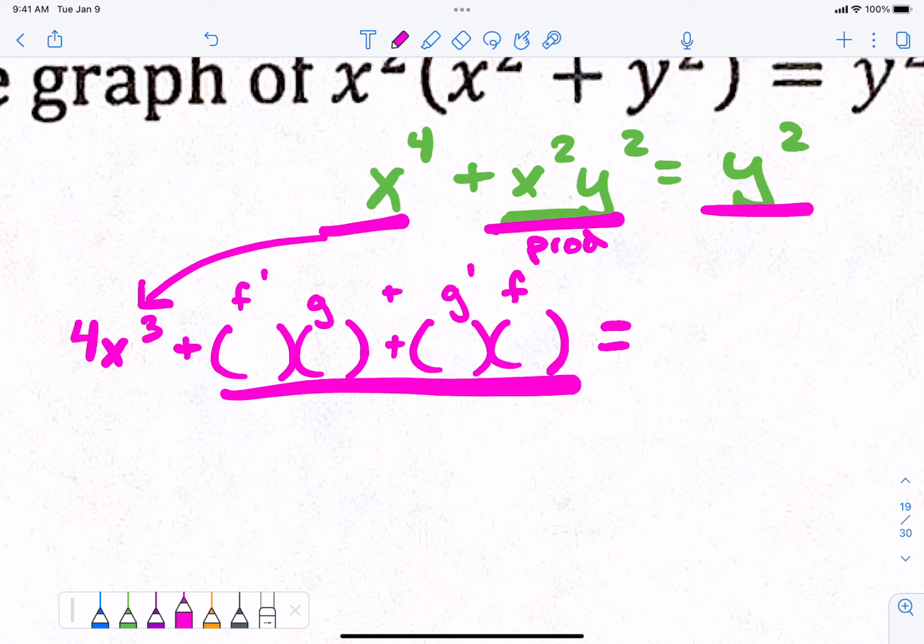Yeah? No, I don't want your answers. Okay, equals. Let's save our product rule for the end. What's the derivative of y squared? 2y dy dx. Got it. Okay. All right.